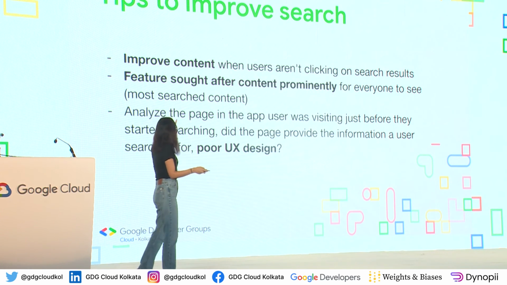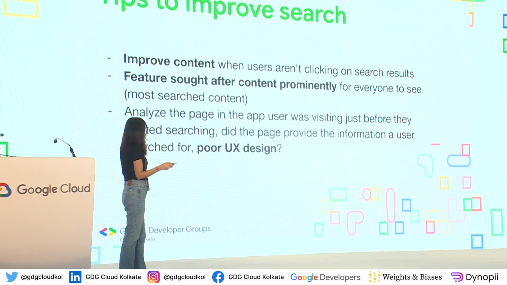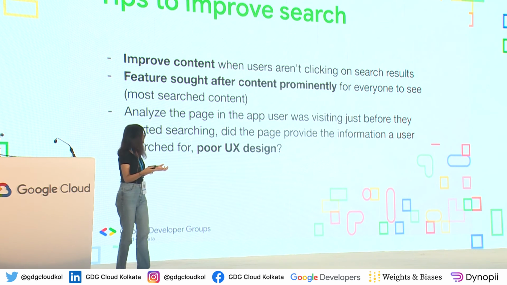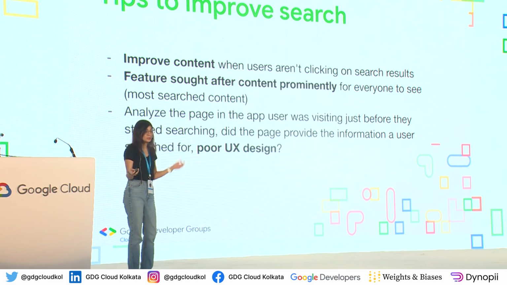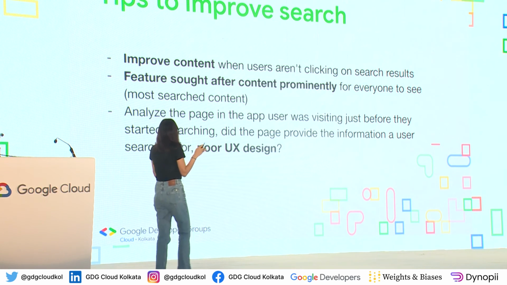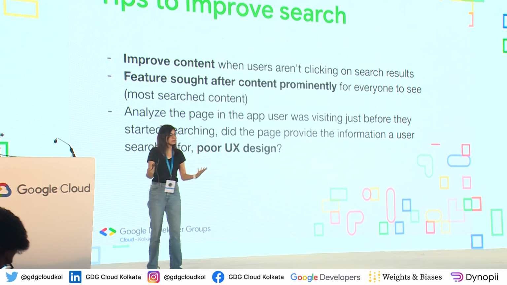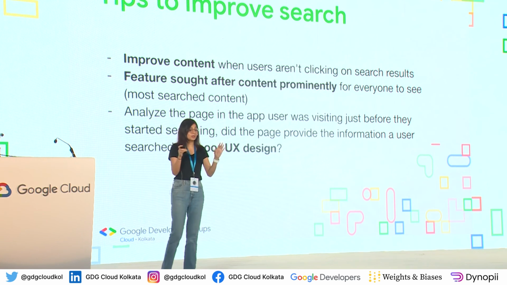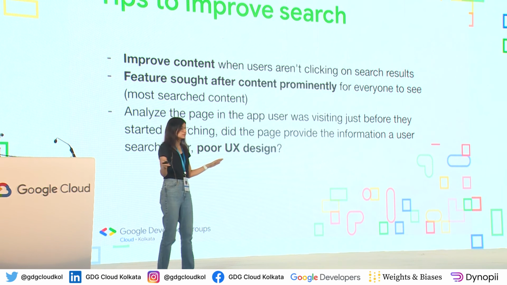Okay, these are slightly more behavioral aspects that you can measure and improve. Try to improve the content if people aren't clicking on the search results. Maybe you're showing the right things, but people aren't really clicking on them. Something is wrong with the kind of information that you're showing on top. If a piece of content is getting a lot of clicks, then you need to make sure that it gets discovered by more and more users.